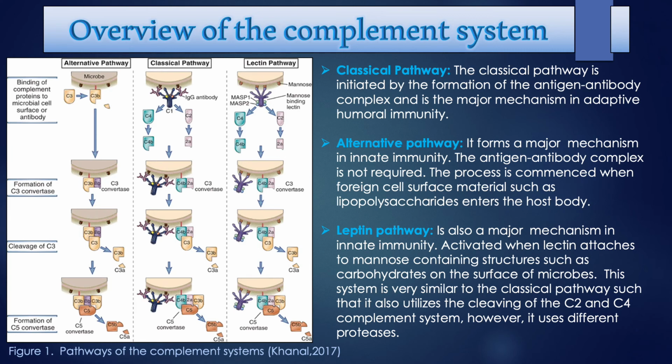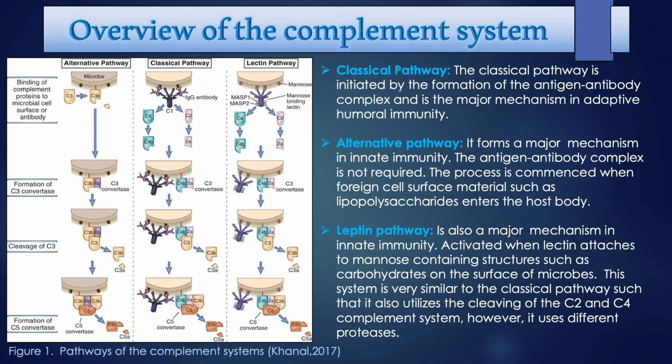In the alternative pathway, an antigen-antibody complex is not required and occurs when a foreign cell surface material enters the host body. C3 complement proteins interact with the antigen and then undergo hydrolysis to produce C3A and C3B. C3b binds to the intrusive cell, which causes a series of reactions that results in the formation of C3 convertase. C3b binds to C3 convertase, producing C5 convertase, and the process continues similar to the classical pathway.